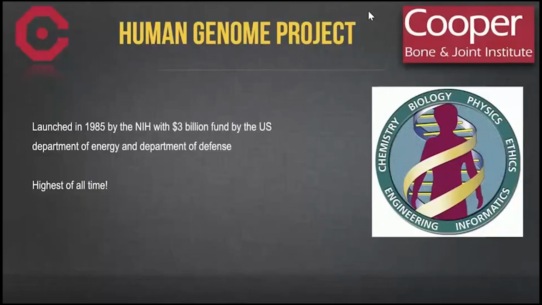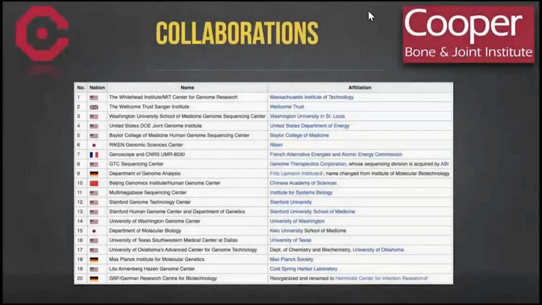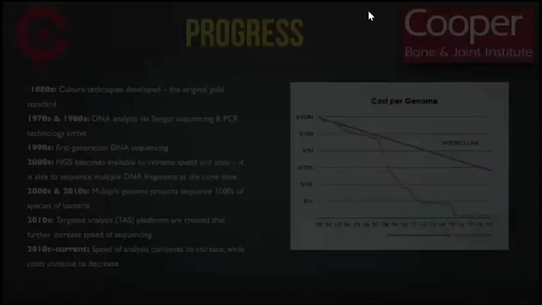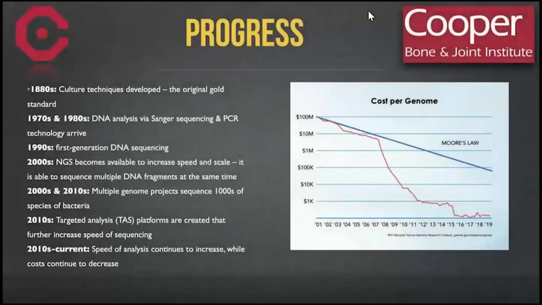That was a study sponsored by NIH, the Department of Energy, and the Department of Defense with $3 billion at the time. That was the highest sponsored study of all time. They tried to look at the genome and map the human genome. Almost 20 countries contributed to and collaborated on the study. It took them about 10 years to have the complete mapping of the human genome.